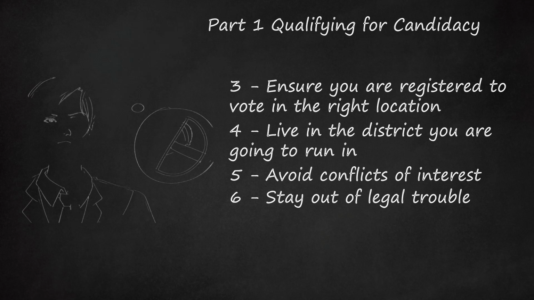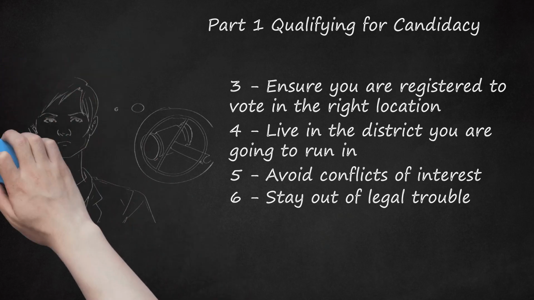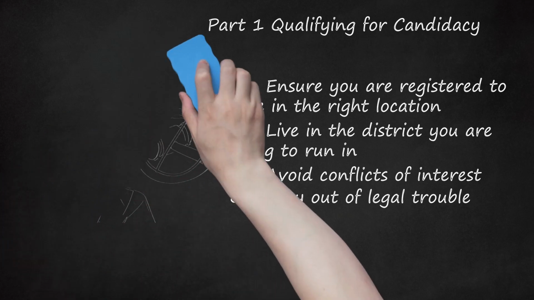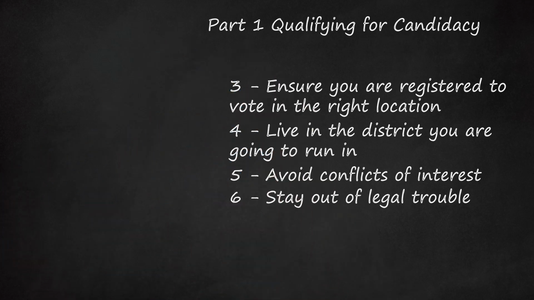6. Stay out of legal trouble. Cities want their council members to be upstanding citizens and role models for others in the community. Therefore, laws will often bar individuals with felony records from running for city council. In addition, in Denver, you cannot run for city council if you have ever evaded paying taxes or been found guilty of bribery or corruption.